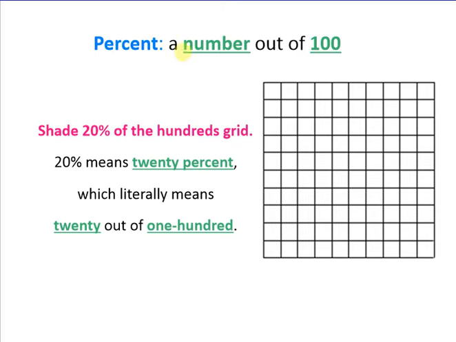And so what we're going to do is this is called a 100 block, okay? So we're going to shade 20% of this hundreds grid, okay? And so 20% literally means 20%, which means 20 out of 100. So we're going to shade 20 of these little blocks here. And yours is going to look a lot nicer than mine.